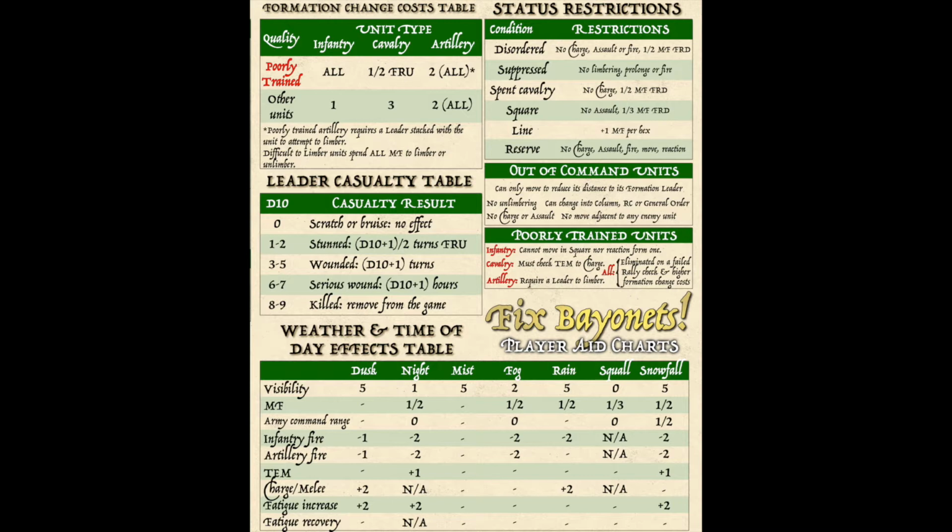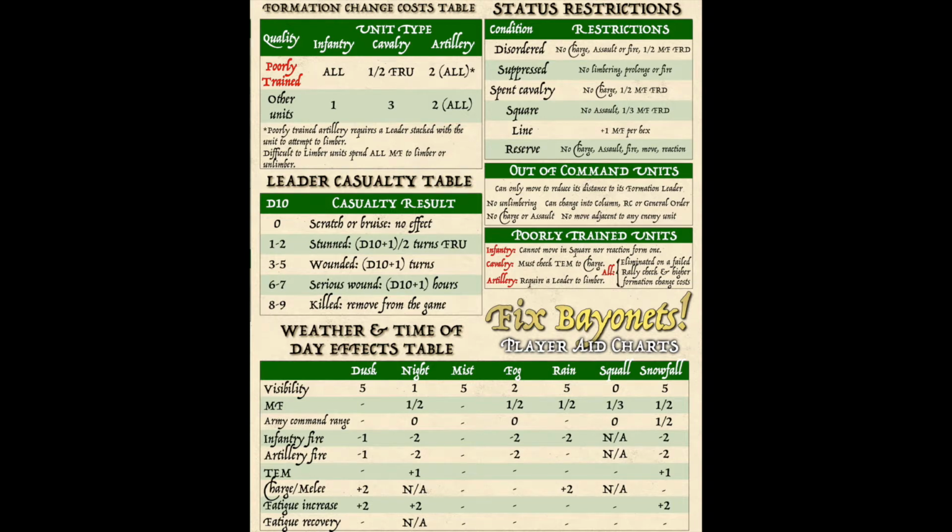For example, if a unit is disordered, it will only have half its printed movement factors rounded down. If it's pen cavalry, also half. If it's in square, it's going to have 1/3 of its movement factors rounded down. If it moves in line, every hex it enters will cost 1 extra movement factor.